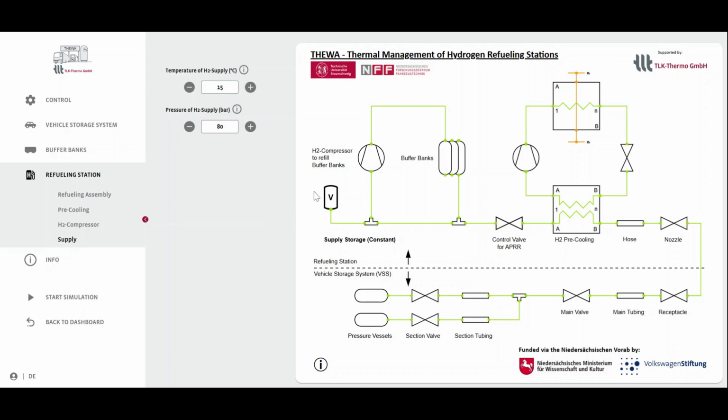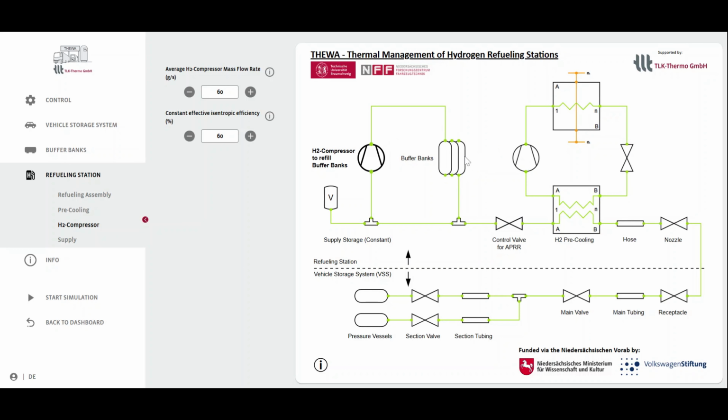Beside the supply storage of the refueling station, the station considers a hydrogen compressor to refill the buffer banks after refueling or during refueling. The model of the hydrogen compressor is based on an isentropic two-stage compression with inter and after cooling to ambient plus 15 Kelvin.